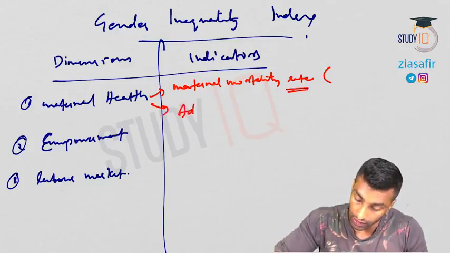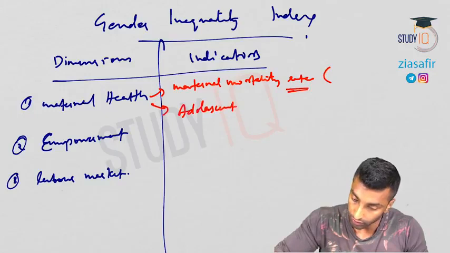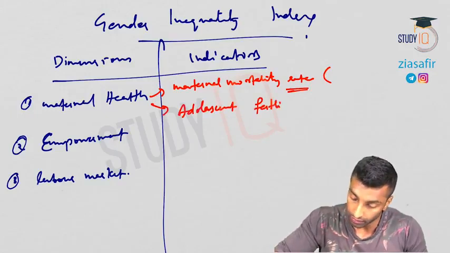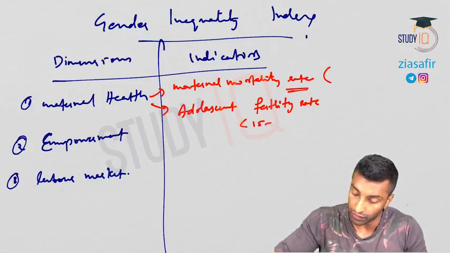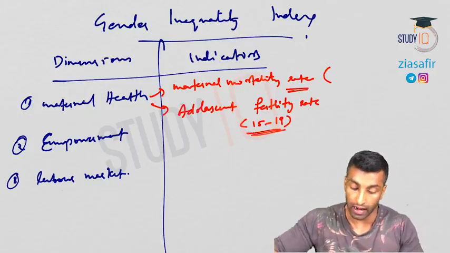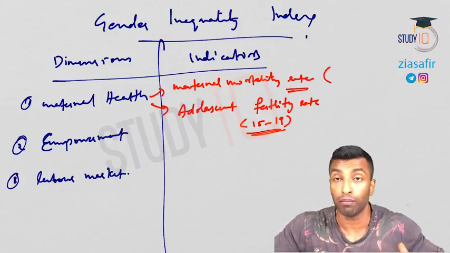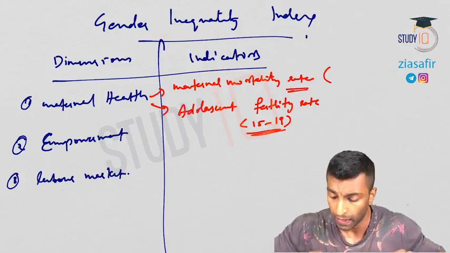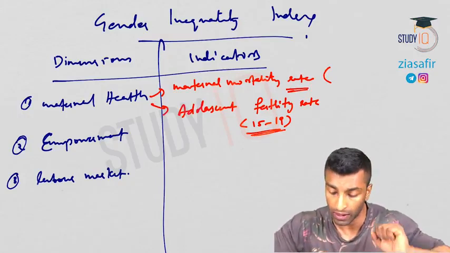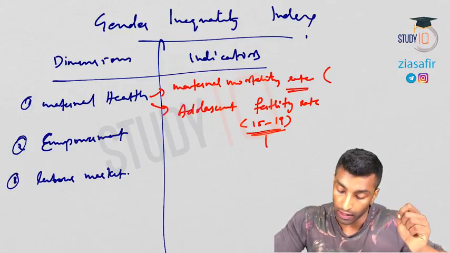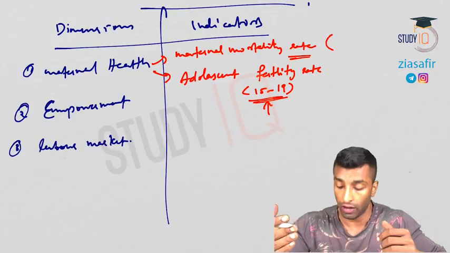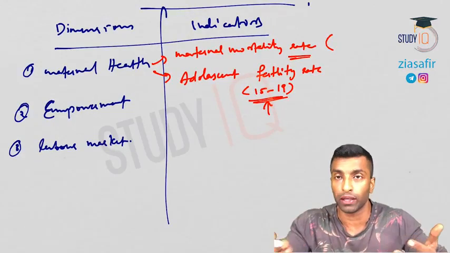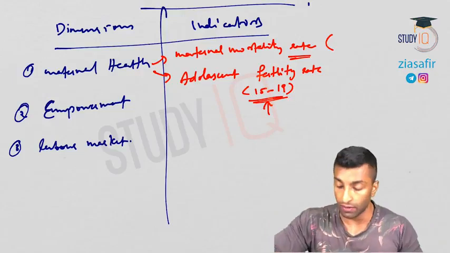And then adolescent fertility rate. Adolescent fertility means between the age of 15 and 19, how many children are born to this age group. That shows the vulnerability, right? Because these are the adolescent age group. If there are more live births to this group, it is a negative indicator. So that is adolescent fertility rate.